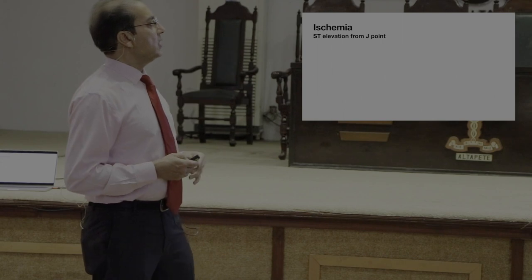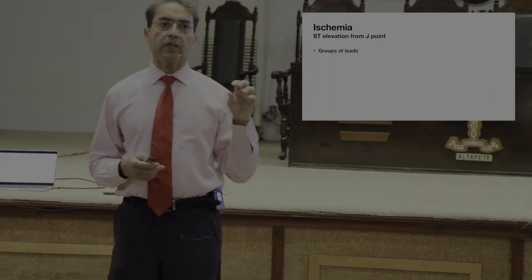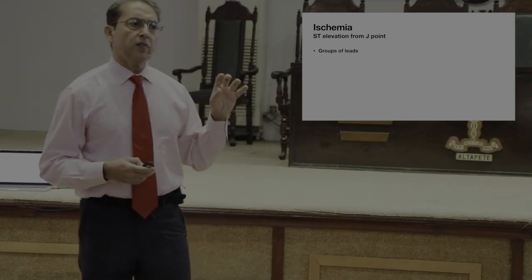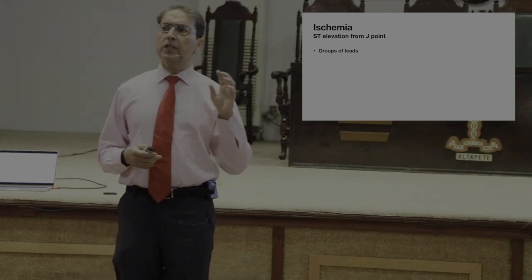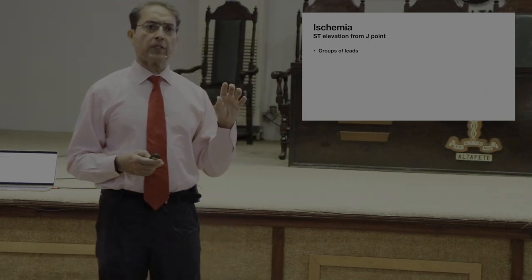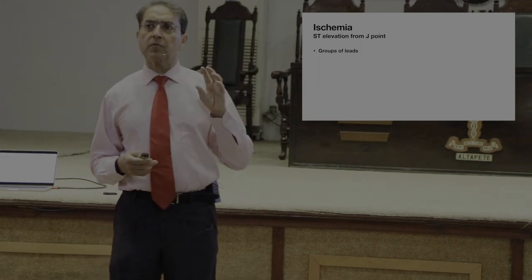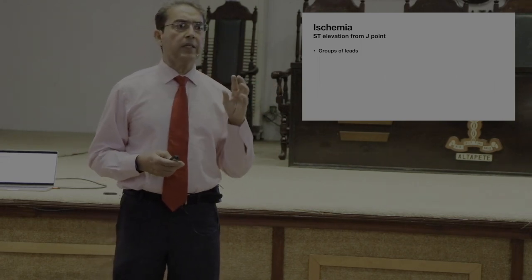When we see ischemia, we see it in certain groups of leads. If the changes are present only in one lead, this is not significant. It has to be present in a group of leads. And from these groups of leads, we can sometimes find out which artery is at fault.